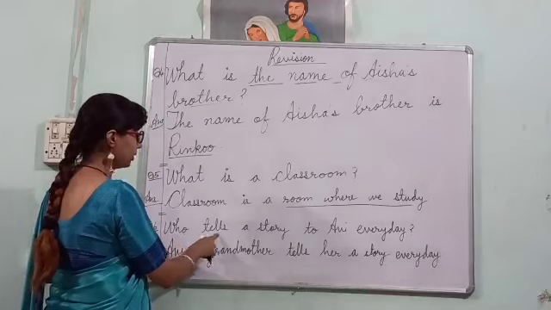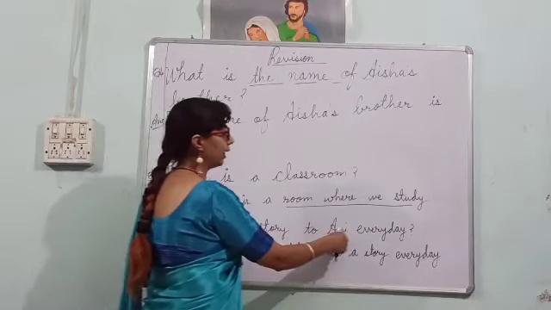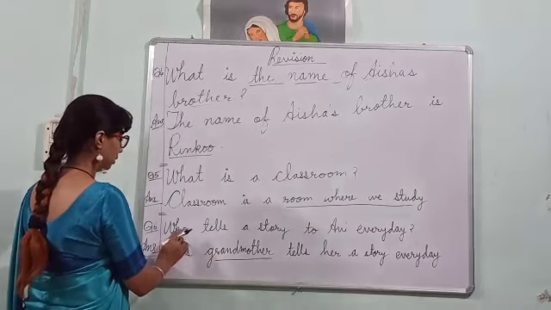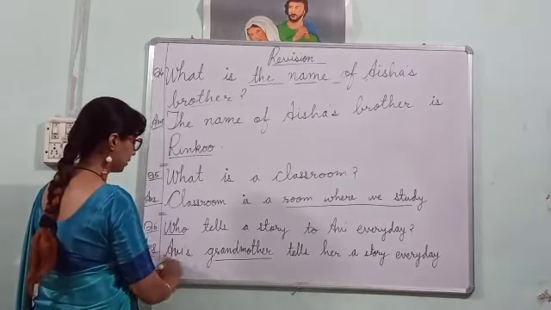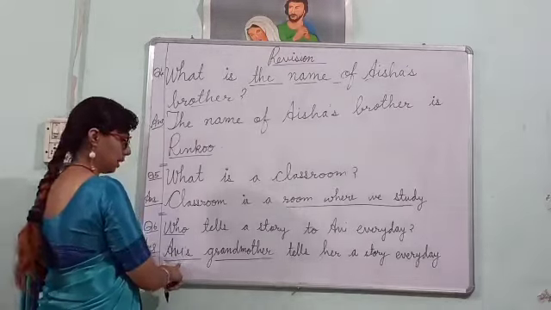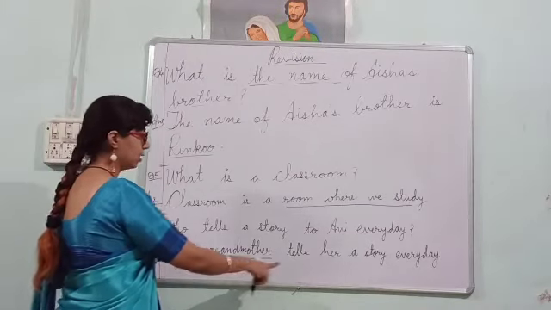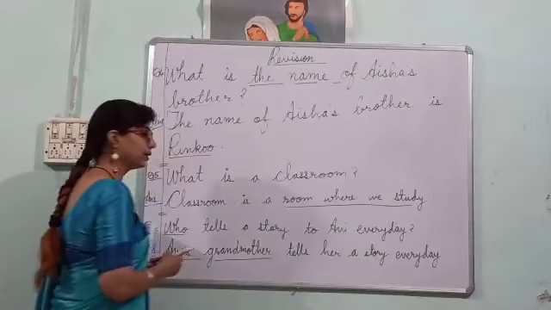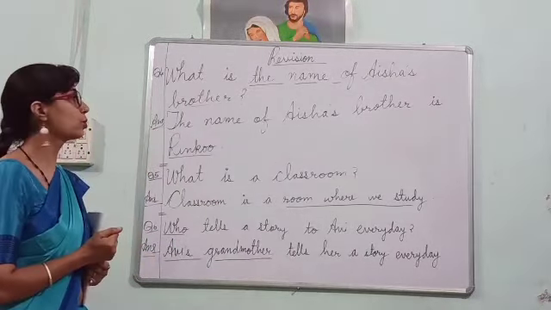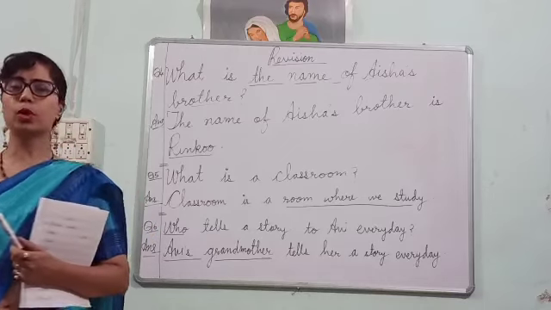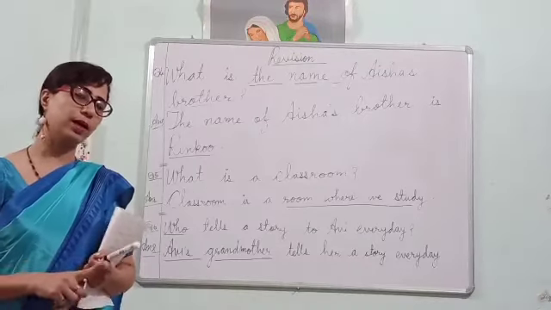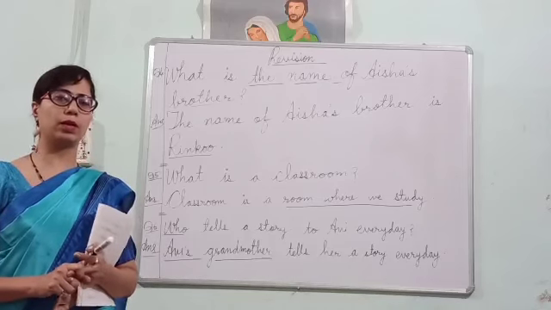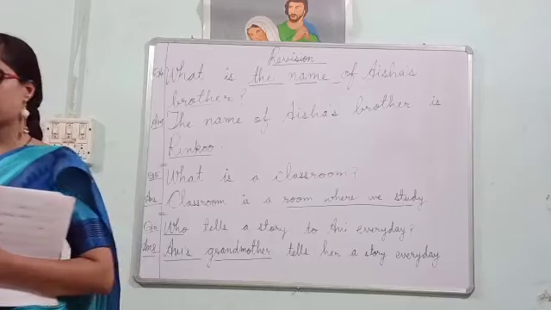Okay. Who tells a story to Avi every day? Avi's grandmother. Avi's grandmother tells her a story every day. Okay? Now I'm going to give you time so you can write it down in your notebook. With one finger gap, use comma and full stop and question mark also. Write it fast.